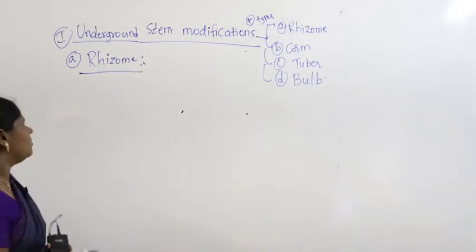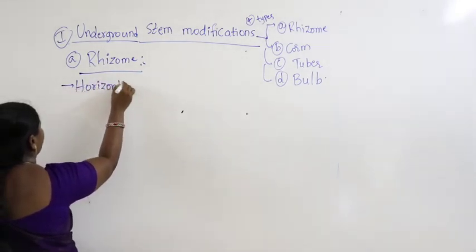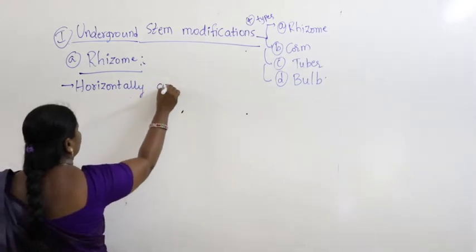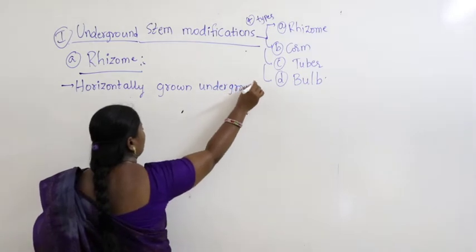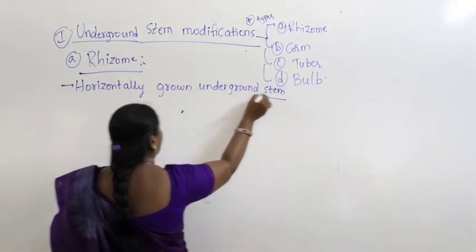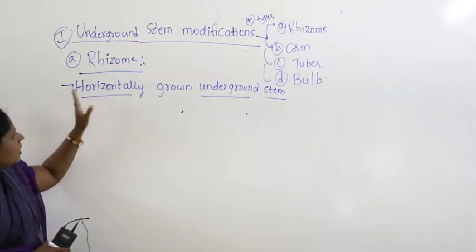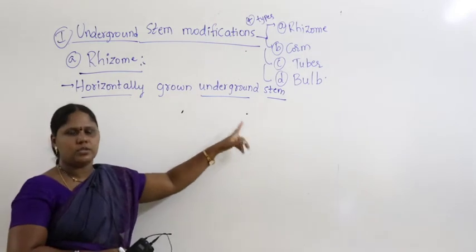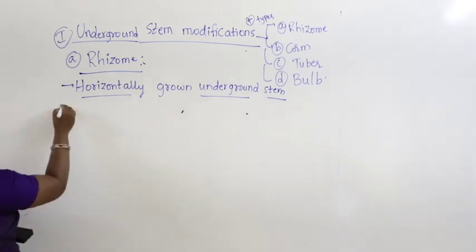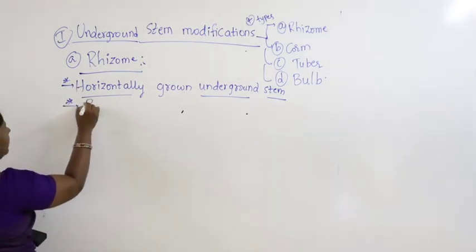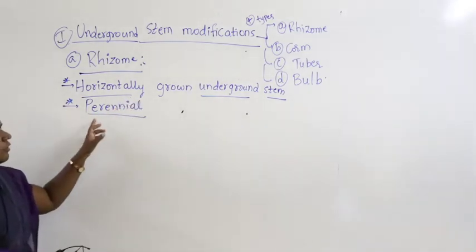Now if you take rhizome, rhizome is a horizontally grown underground stem. How does it grow into the underground? It is nothing but a horizontally grown underground stem. Horizontally means parallel to the level of the soil. Moreover, horizontal is important, and moreover it is perennial. What is the meaning of perennial?